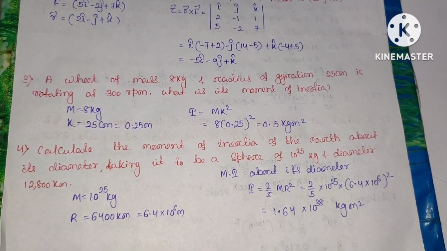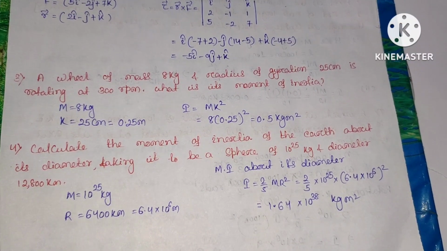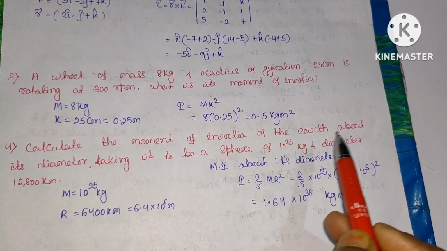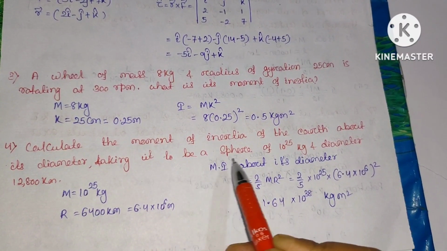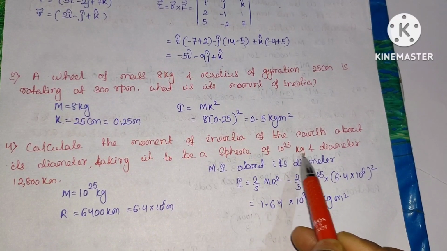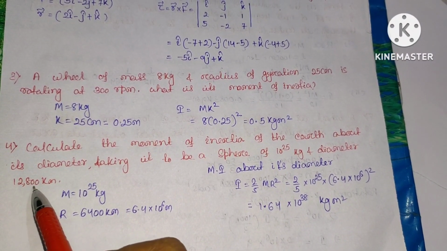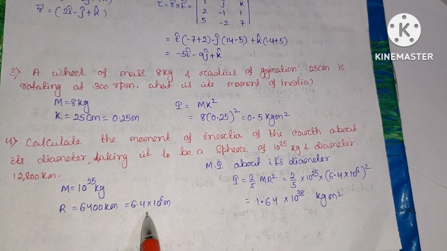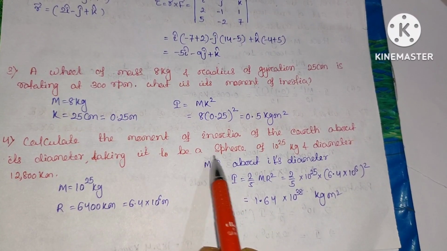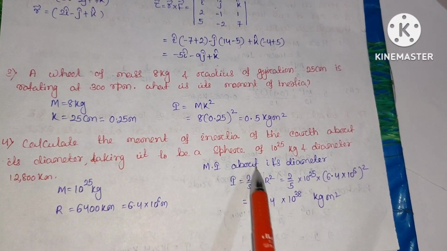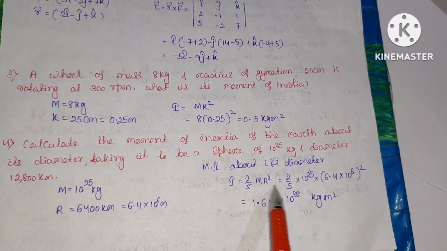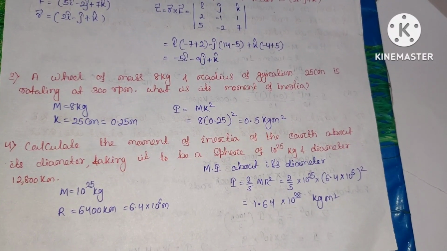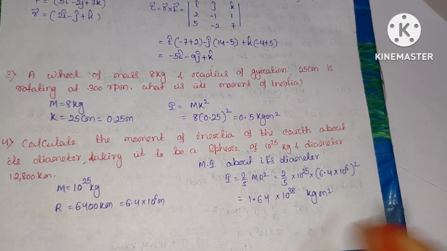You have to just recall the moment of inertia of bodies of different nature or different shape. Now, calculate the moment of inertia of the earth about its diameter, taking it to be a sphere of mass 10 raised to power 25 kg and diameter 12,800 km. Here mass is this much, radius is given this much. The moment of inertia of a sphere about its diameter is 2/5 of m r square. So that will be 2/5 of mass and radius square. Putting the values, we get the moment of inertia about its diameter for the earth.